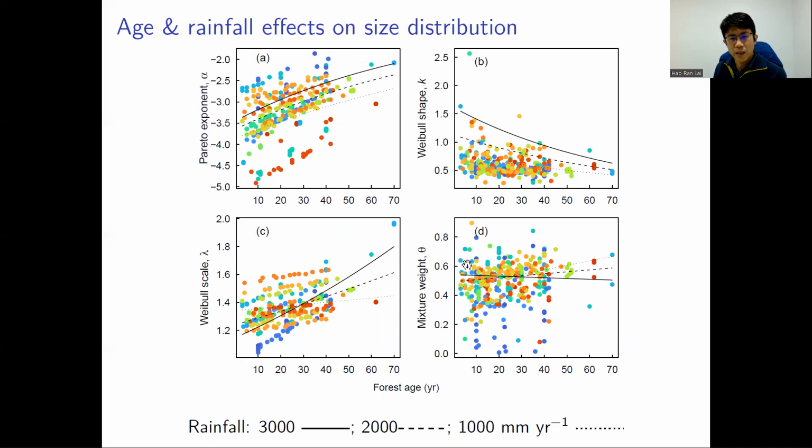The mixture weights are the proportion of stems belonging to the Pareto, or so-called understory, subpopulation. So in younger forests, wetter sites have a high proportion of understory subpopulation, but the opposite is found in older forests. So we don't want to overinterpret these results, but I just want to give you an overall general sense of what we hope to achieve out of this modeling practice.